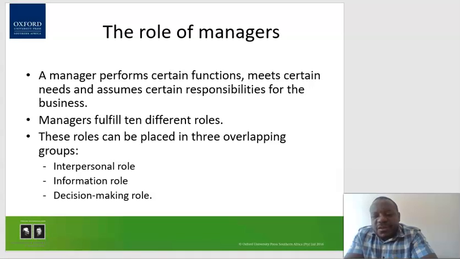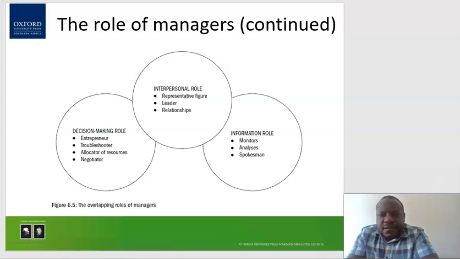So as you complete your tutorial task on the role of managers and the development of management theory, you can also use this information to guide you in completing that particular task. This slide shows those 10 roles.